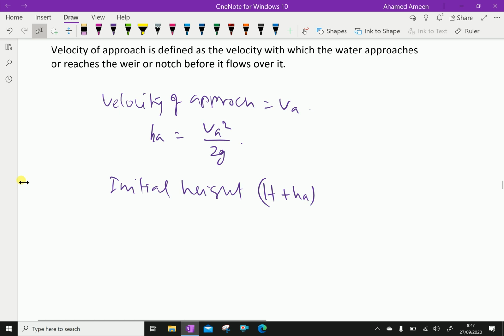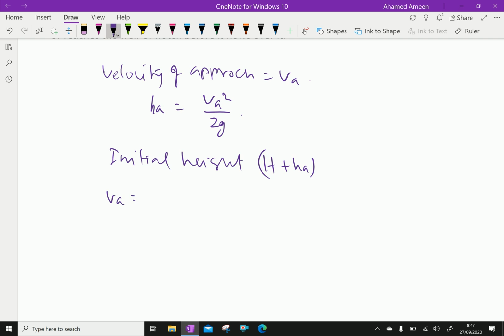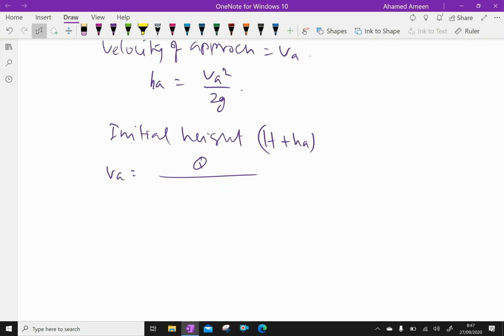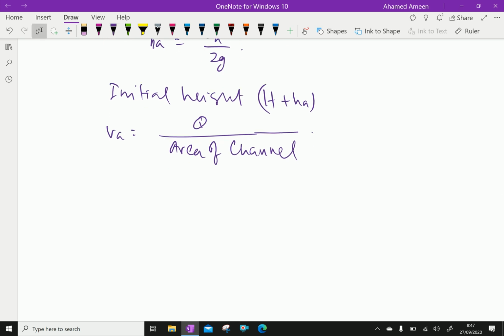Now the velocity of approach VA is determined by finding the discharge over the notch or weir, neglecting velocity of approach, then dividing the discharge by the cross-sectional area of the channel on the upstream side of the weir or notch. The velocity of approach is obtained mathematically as VA equals Q, the discharge over the notch, divided by the area of the channel.